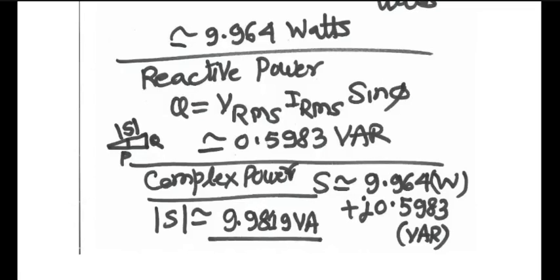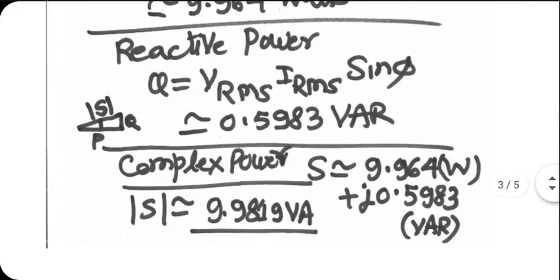Apparent power is the magnitude of S. That means the magnitude of complex power. So take the magnitude of 9.964 plus j 0.5983. You will get around 9.9819 VA. This is how this exercise is completed.